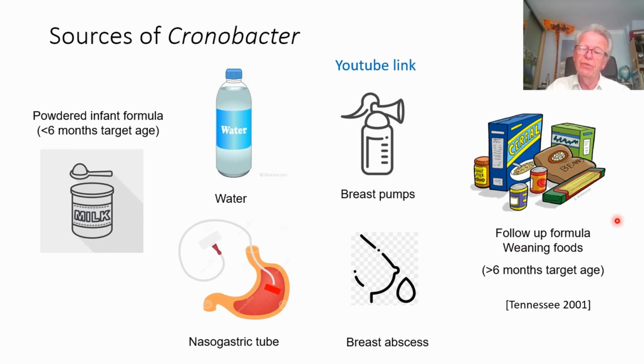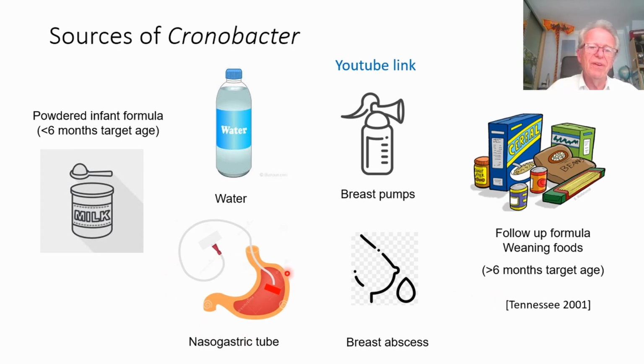These are foods for infants where the infant is older than 6 months, so we're weaning, where the infant formula itself is no longer the sole source of nutrition. And just to mention that the outbreak in Tennessee in 2001, which really highlighted this issue, was actually one of these products and was not, strictly speaking, a powdered infant formula. It's one of those myths concerning the organism.